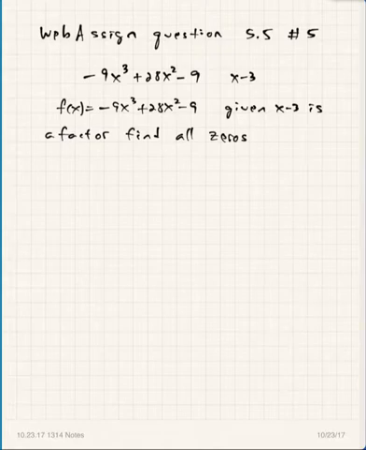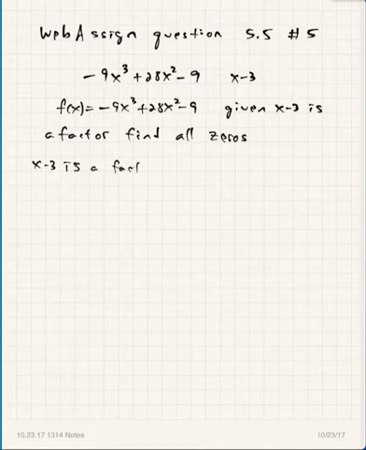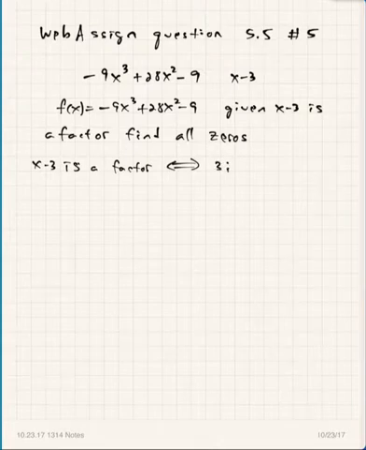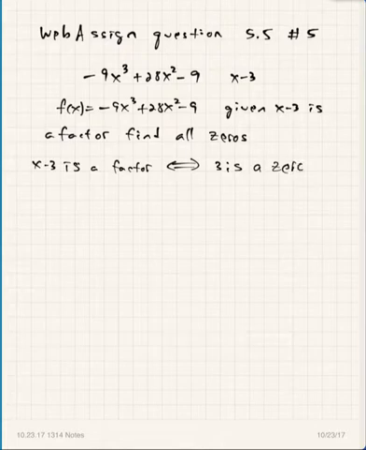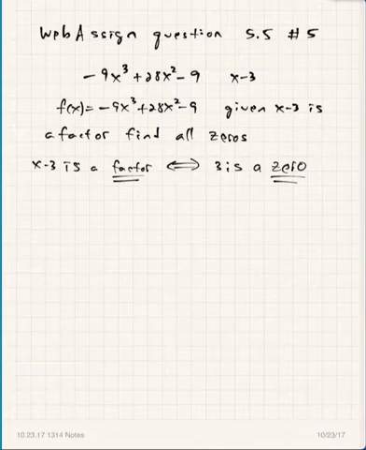Okay, so what we know is that if x minus 3 is a factor, that tells you also that 3 is a 0. Remember that those two things go together. The factors and zeros always go together. So if you have a linear factor for a polynomial, then you automatically get a 0. And if you have a 0, you get a linear factor. Those always go together. So notice I have a double-ended arrow between those two. That means that if you have one of those, you've got both of them.